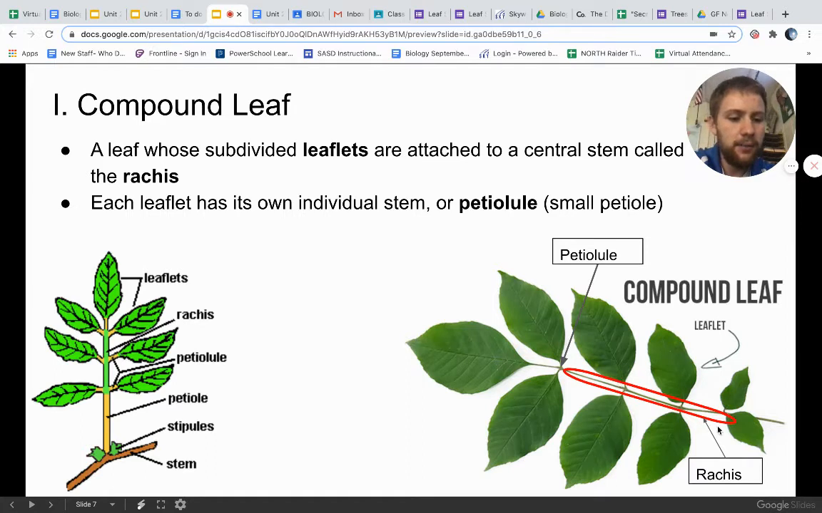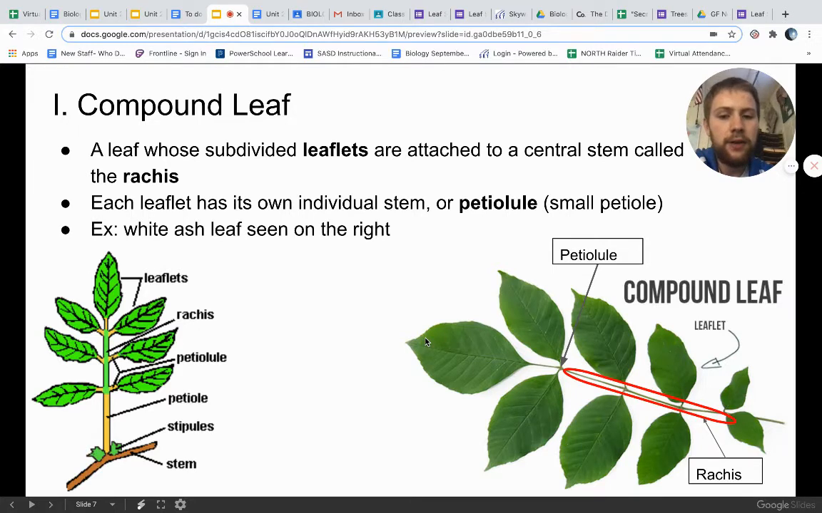Now here is another picture. The rachis would be this. This is a white ash. The petiolules would be these smaller junctions between the rachis and the leaflet, and then the petiole would be further down this way. So a white ash leaf is an example of this, essentially as a way that we can identify it.